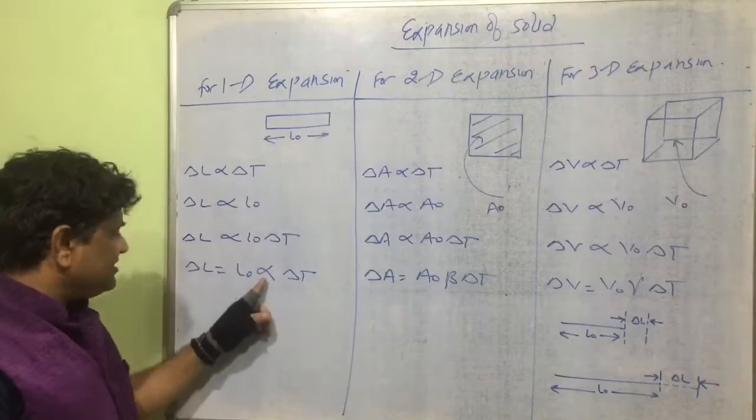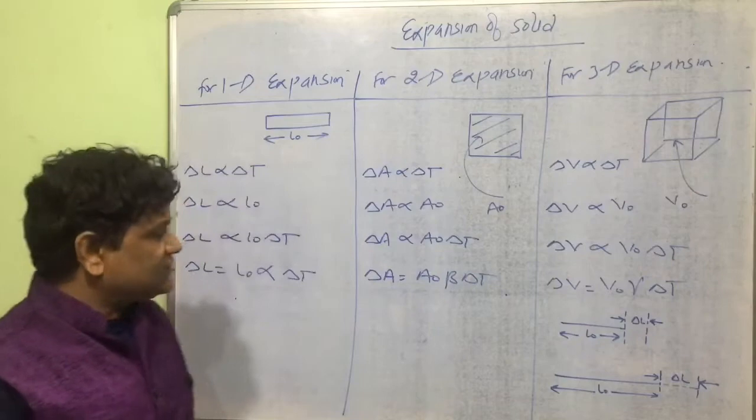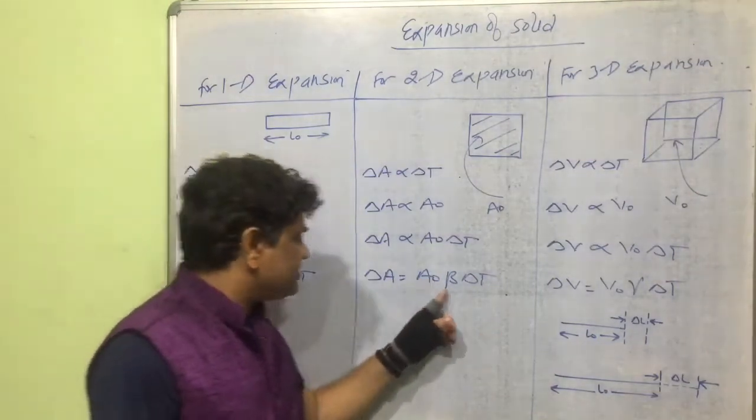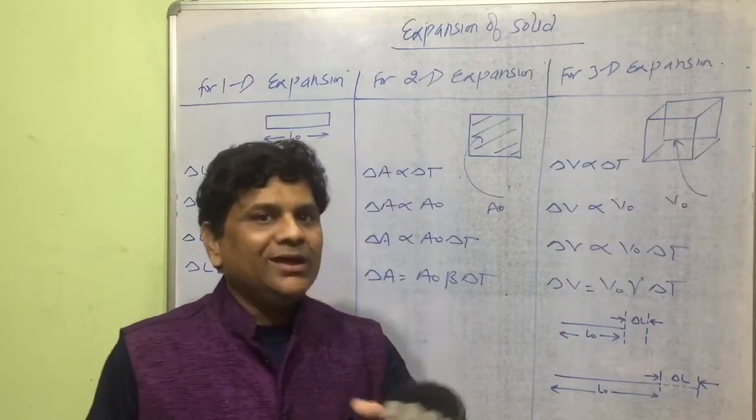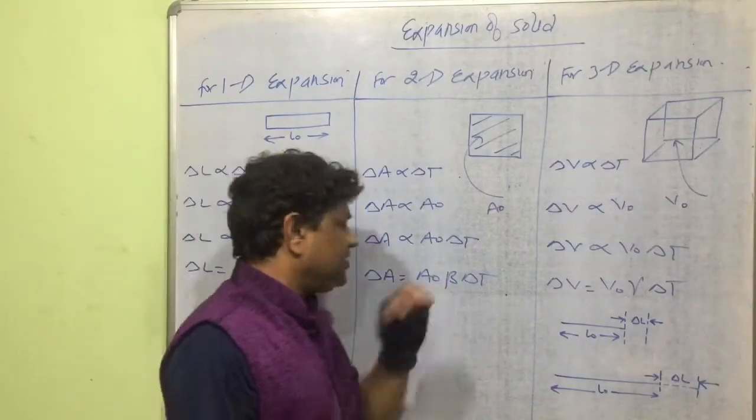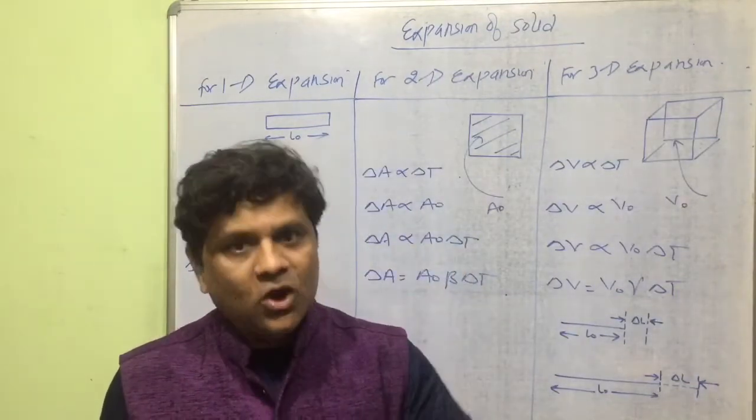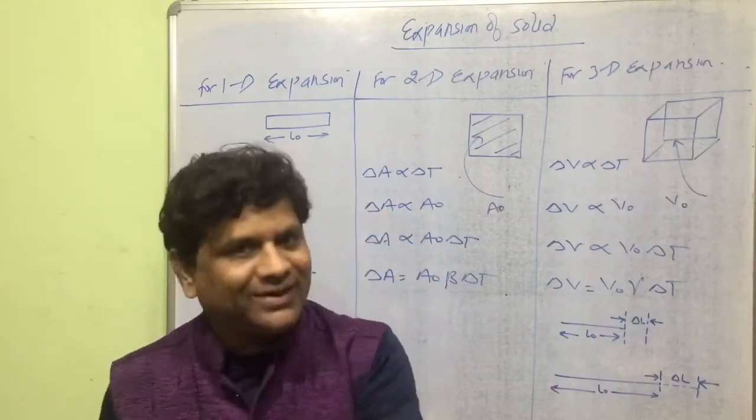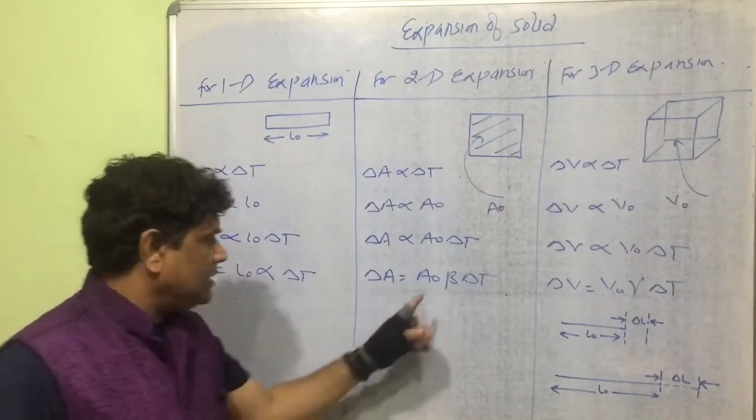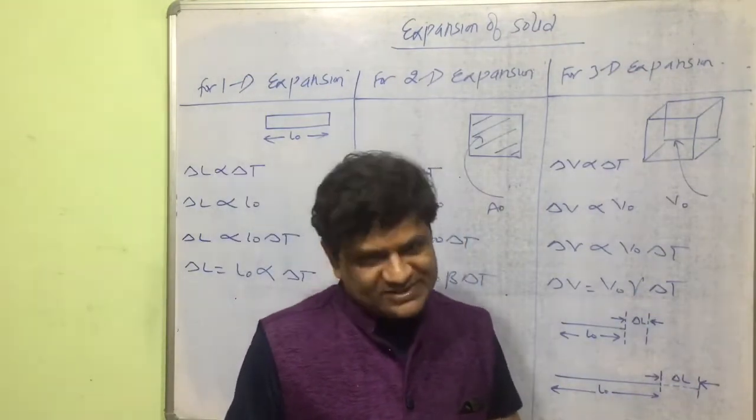Alpha is the coefficient of linear expansion, beta is the coefficient of superficial expansion, also known as the coefficient of areal expansion. Gamma is the coefficient of cubical expansion, also known as the coefficient of volumetric expansion. Alpha is for one-dimensional expansion, beta for two-dimensional expansion, and gamma for three-dimensional expansion.